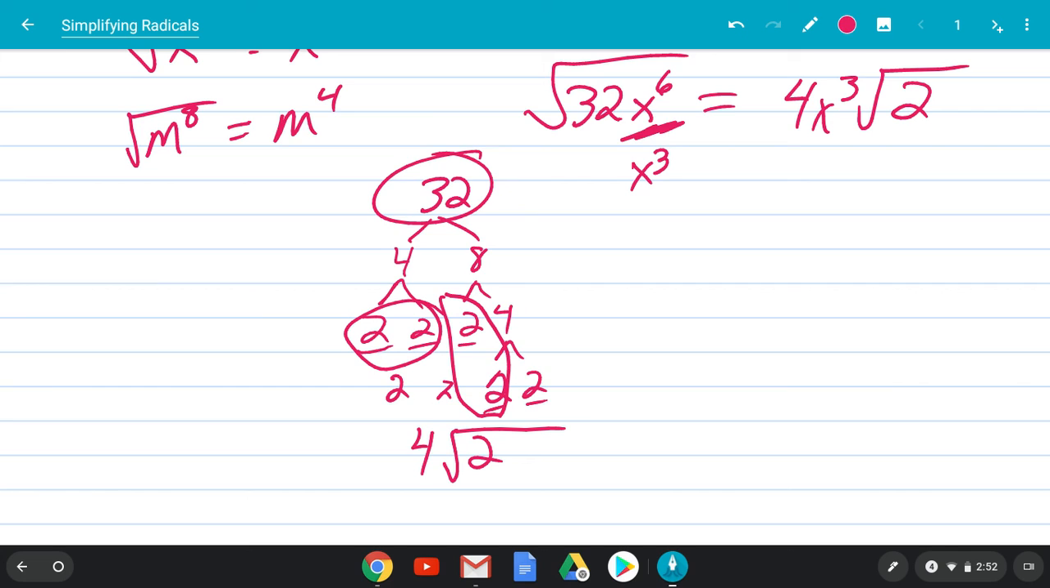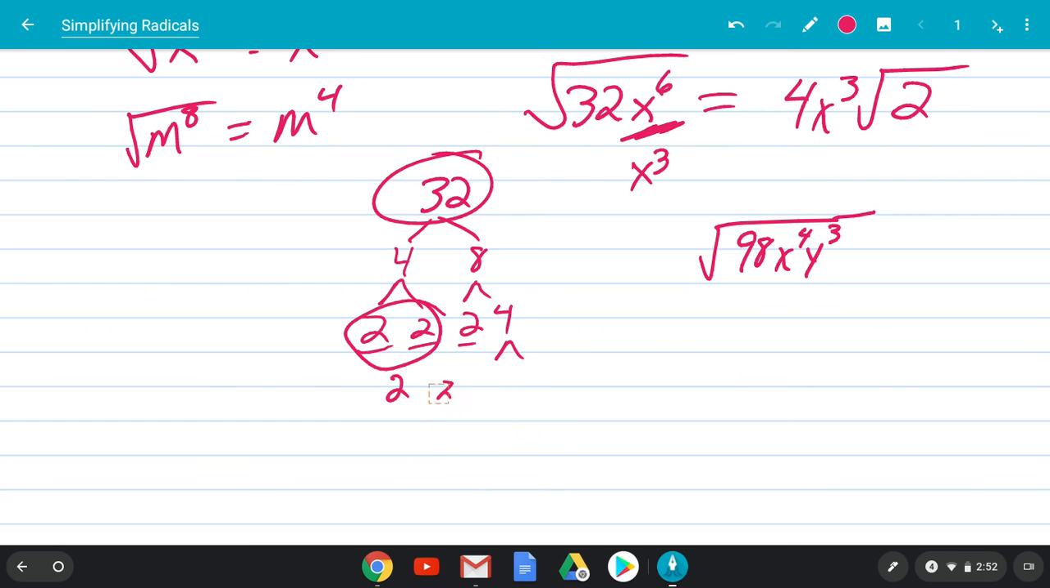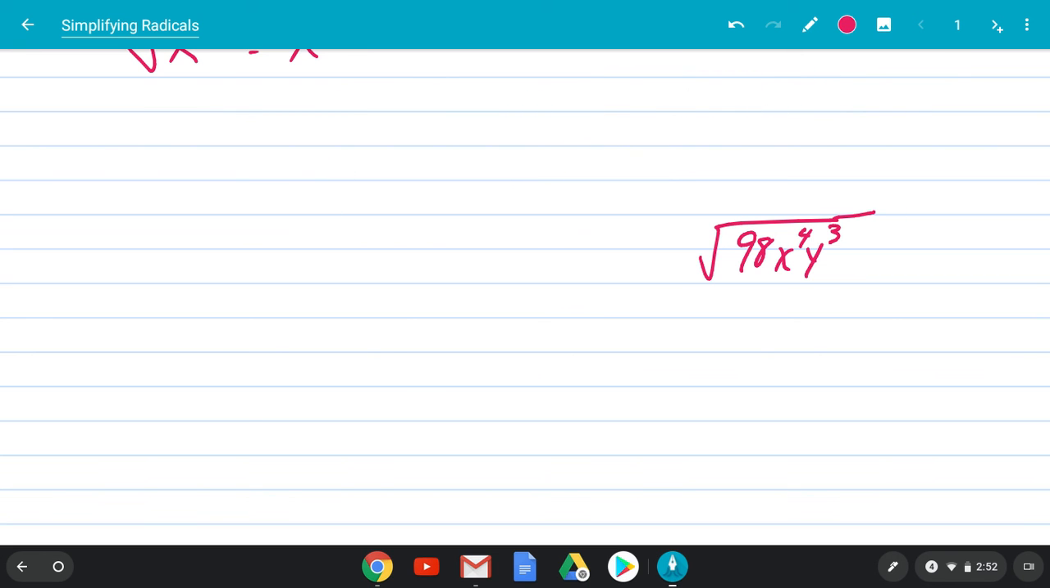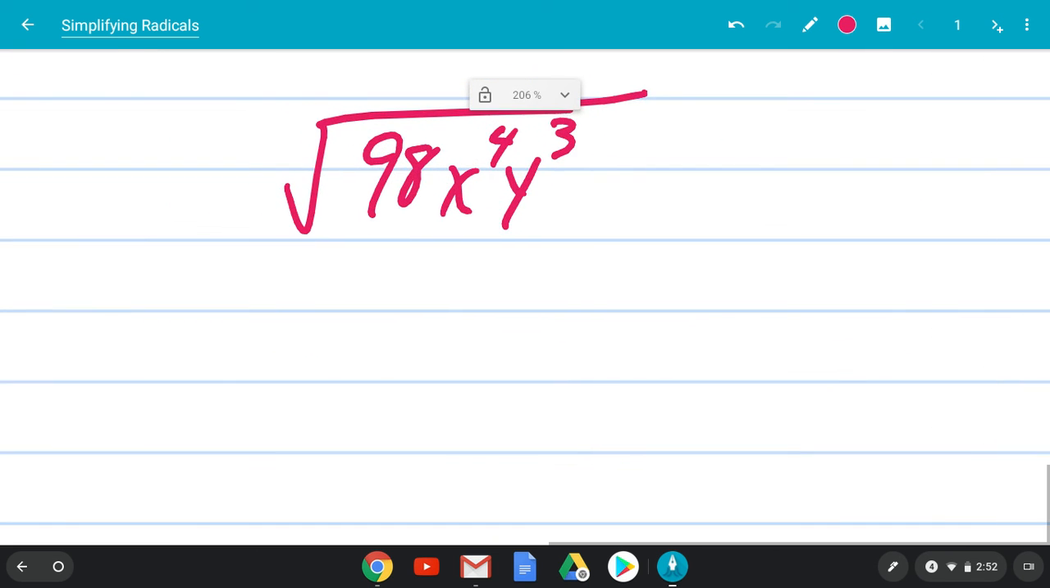Let's try one more, and then I hope that this will help you. Let's say I have, what is the square root of 98 x to the 4th y cubed? Okay, let's start with the 98. I'll erase what I have here so we can just focus on this one problem. Let me break it apart. Let me deal with the 98 first. Okay, 98, I can break that apart.